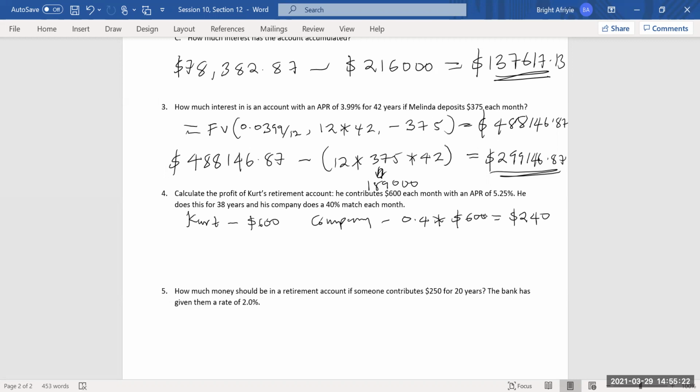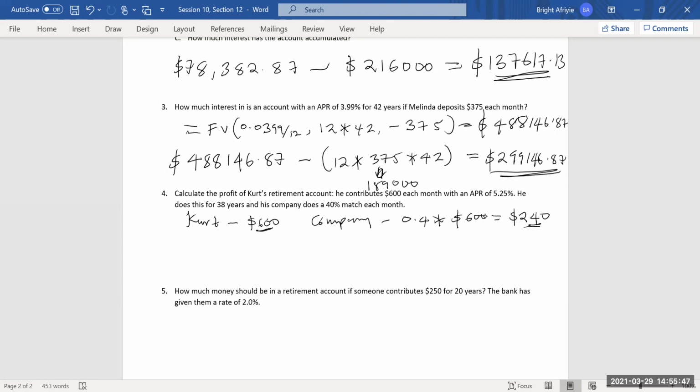Is that okay? Nice. So that is what Kat and his company are contributing. Now, altogether, how much will Kat and his company contribute? So you just add Kat's contribution plus his company. So altogether, they are contributing 840 into that account, right? So what's the question?